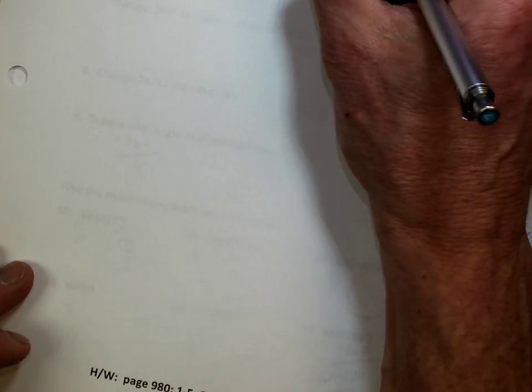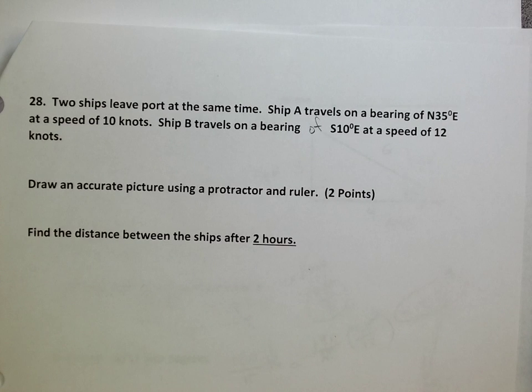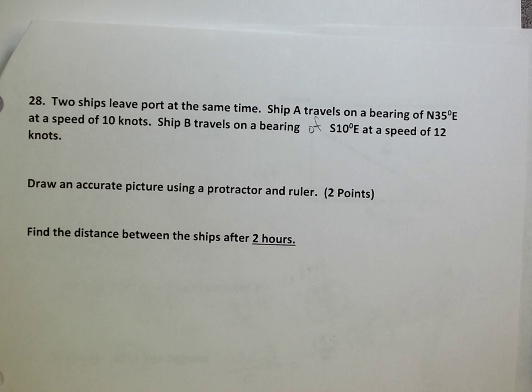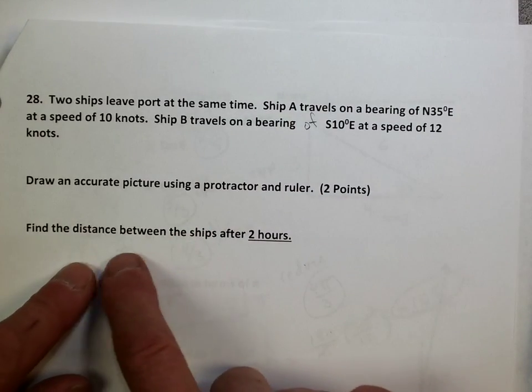Two ships. Two ships leave port at the same time. Ship A travels on a bearing of north 35 east at a speed of 10 knots. Ship B travels on a bearing of south 10 degrees east at a speed of 12 knots. Okay, so first of all, let's think about what's going on. This one's kind of going northeast. This one's kind of going southeast.